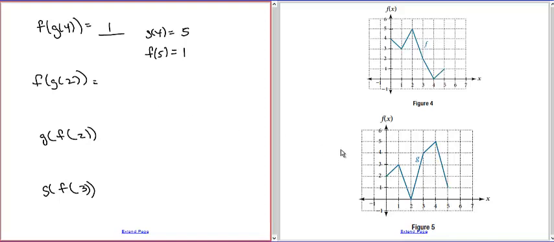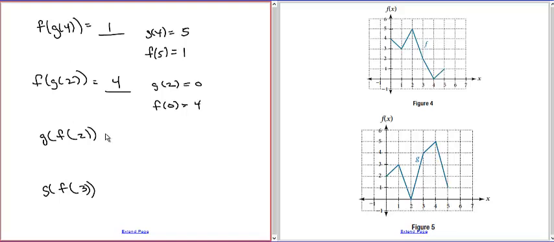Okay, let's do another one. So f of g of 2 is something. So first we do g of 2. So here's 2, x equals 2, y equals 0. And then we do f of 0. So now we go up to the f curve and find out the y value at 0. So the answer there is 4. So those are f of g of something.